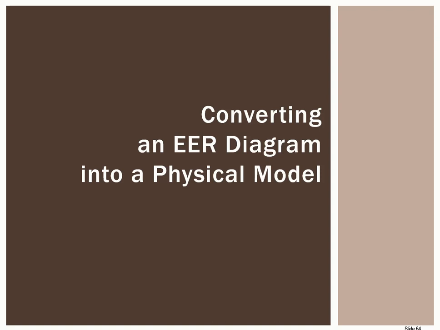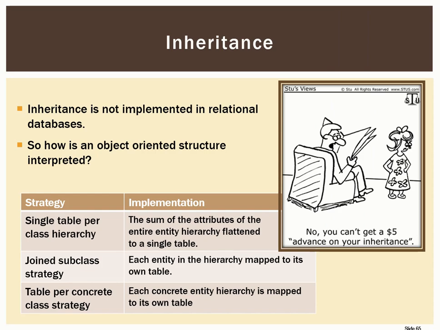Now that we understand how to make EER diagrams, it's time to look at some of the options to model inheritance in a relational database. So we're going to convert those EER diagrams to physical models in this lesson. Relational databases do not allow for inheritance. So how can you take an object-oriented structure and work it into a relational schema?